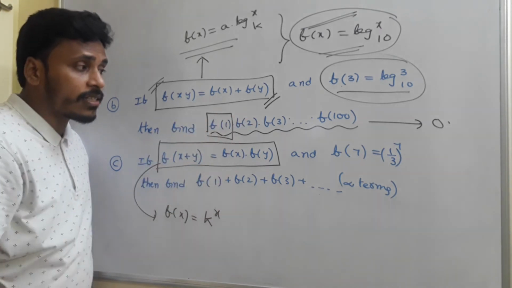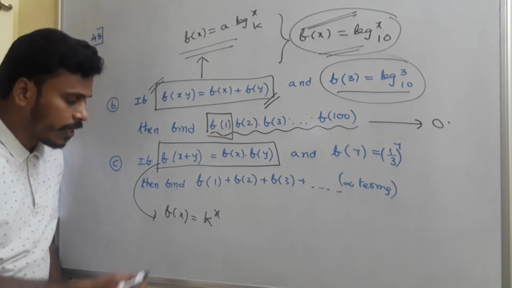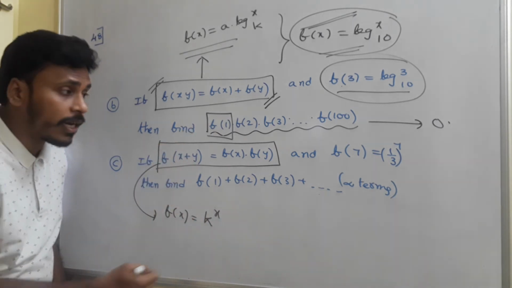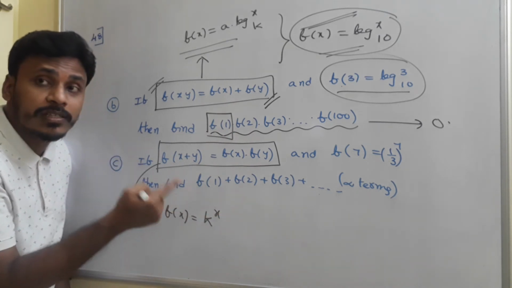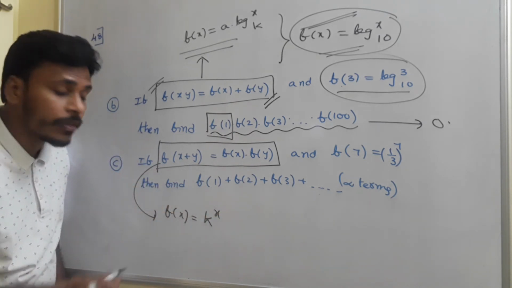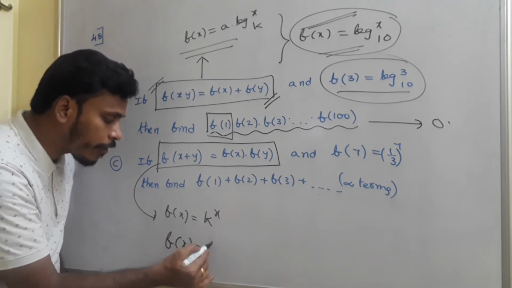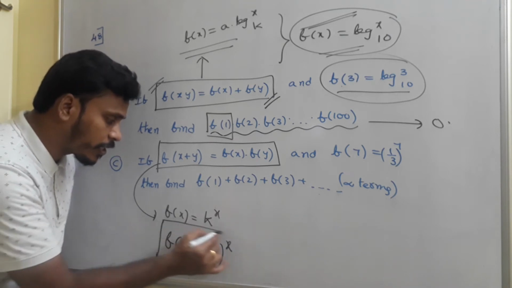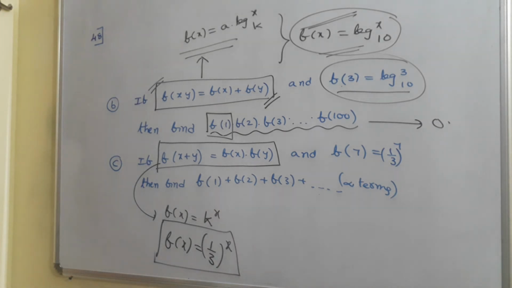But in particular, it is given as f of 7 equals 1 by 3 power 7. See, f of x equals k power x, and there they mentioned that 7 and 7 match, x and x match. So you need to fix that k is equal to 1 by 3. So in particular, we will consider our required function as 1 by 3 to the power x. If our function is 1 by 3 to the power x, then f of 7 equals 1 by 3 power 7 is balanced.